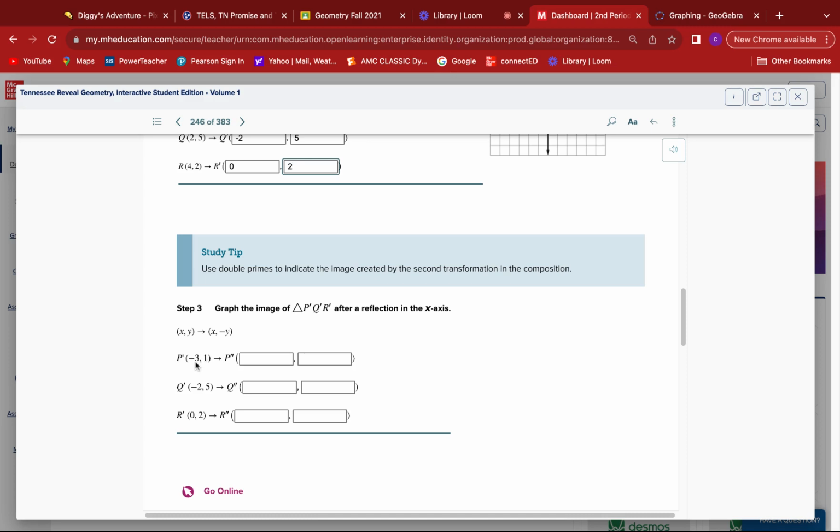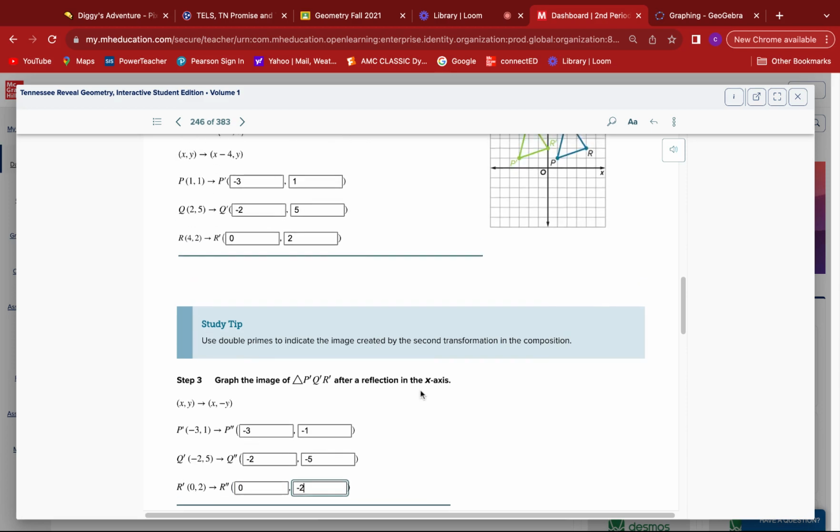All right, so I'm going to keep the -3 the same. But this 1 is going to change from positive to negative. All right, this -2 is going to stay the same. And this 5 is going to change from positive to negative. And again, the reason why is because, remember, we're going left and then down the coordinate plane. So 0 is going to stay the same. And this 2 is going to change from positive to negative.